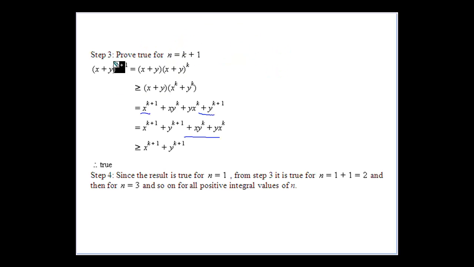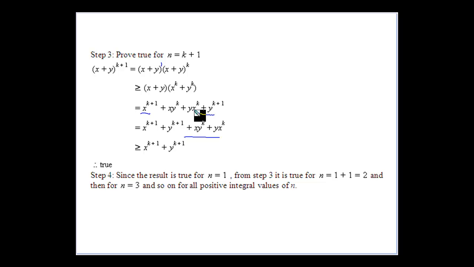So we start with our left hand side again, (x + y)^(k+1). That would be equal to, again using our indices laws, (x + y)^1 times (x + y)^k. Now we know that (x + y)^k is greater than or equal to x^k + y^k. Then we're going to expand that out, to get x^(k+1), x times y^k, y times x^k, and y^(k+1).